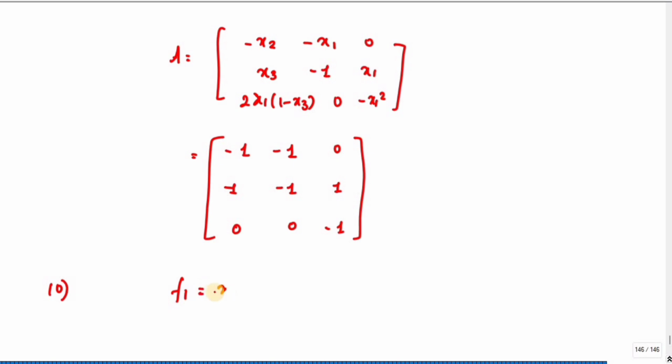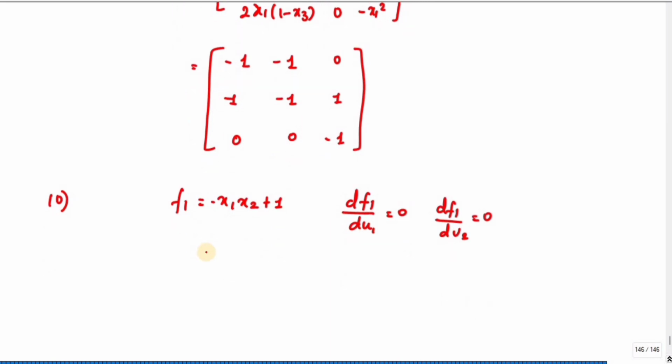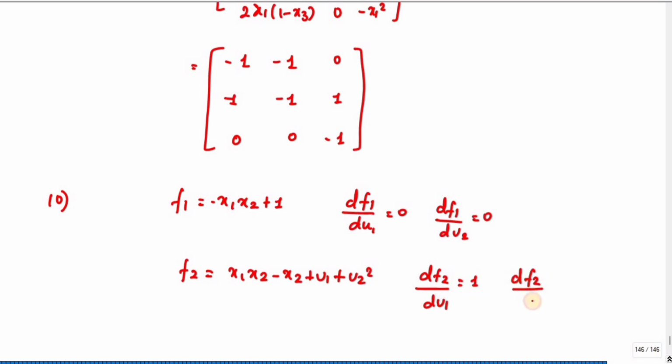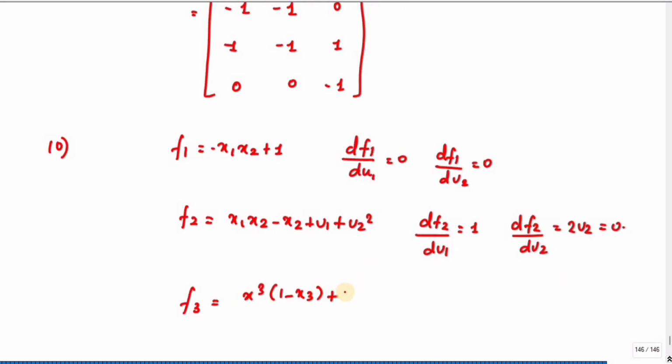In a similar way, I can obtain the linear matrix B by differentiating dou f1 with respect to dou u1 and dou u2, which is equal to 0. Here you can see at f2, if I differentiate with respect to u1, I will get 1, and with respect to u2 I will get 2 u2, and u2 value is 0, so it is 0. From f3, if I differentiate with respect to u1 and u2, I get 0 and 3. So B value is equal to 0, 0; 1, 0; 0, 3.